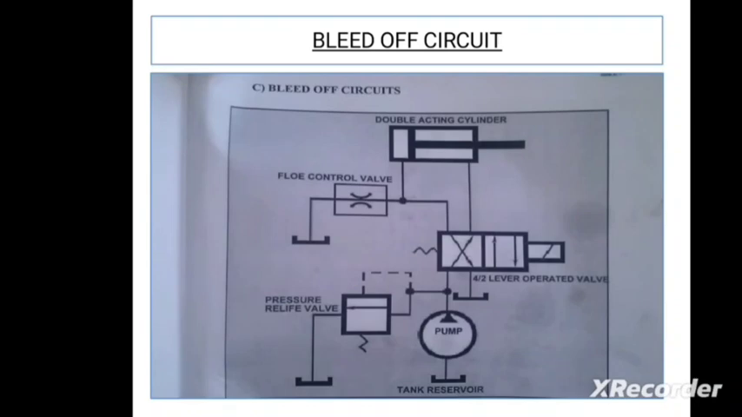This is said to be the extension stroke. During retraction, the piston moves from right to left, and during that stroke the oil enters the tank with the help of the flow controller. That is a major difference between the first two circuits, metering in and metering out, and this one, the bleed off circuit. Here the flow control valve is placed at a bypass region.